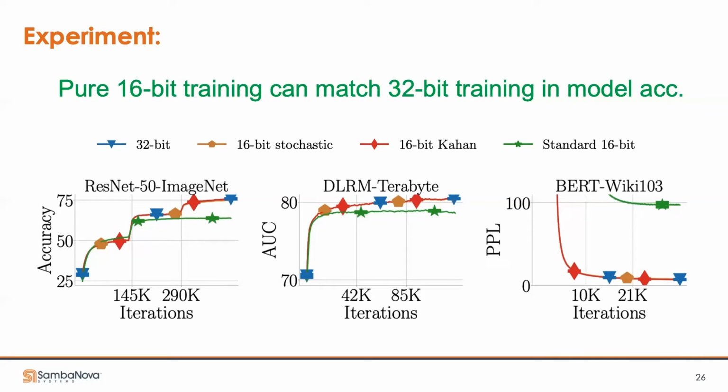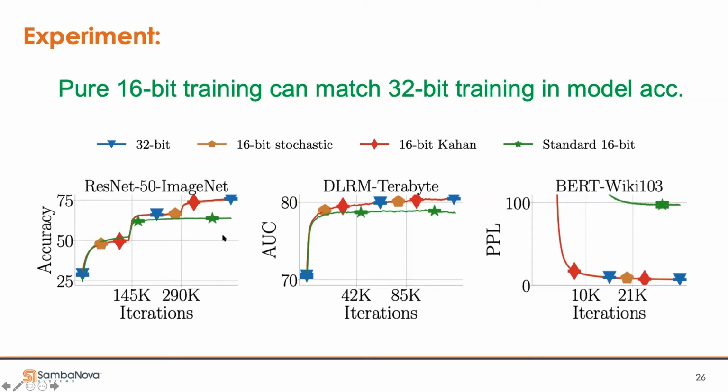And as you can see, if we are doing pure 16-bit training, which is the green curve, and compare that with pure 32-bit training, the green curve never matches the 32-bit training and isn't even close to where we want to be. However, if we either add stochastic rounding or Kahan summation to our 16-bit training regime, then both of these techniques are able to help us get to the same accuracy that we want.